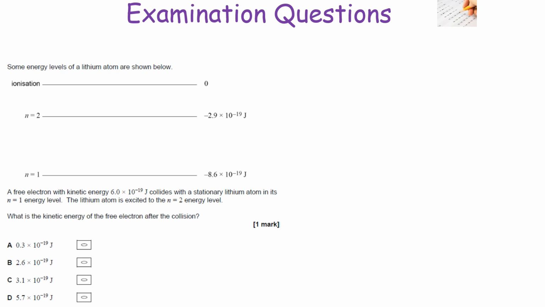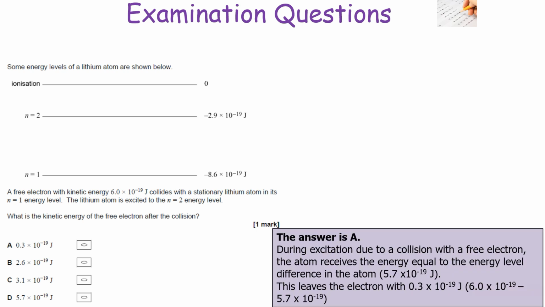Well, for this question, the answer is A, because during excitation due to a collision with a free electron, the atom receives the energy equal to the energy level difference, which is from 8.6 times 10 to the minus 19 to 2.9 times 10 to the minus 19, so it's 5.7 times 10 to the minus 19. So if the electron had a kinetic energy of 6 times 10 to the minus 19 and lost 5.7 times 10 to the minus 19, you're left with 0.3 times 10 to the minus 19.